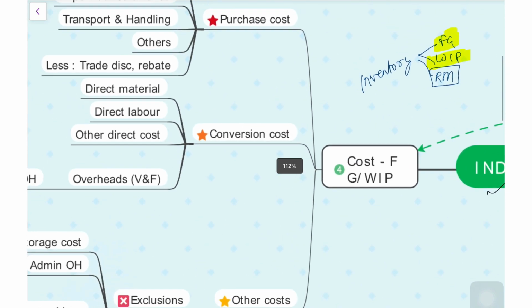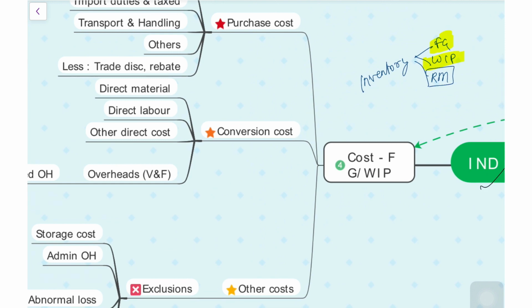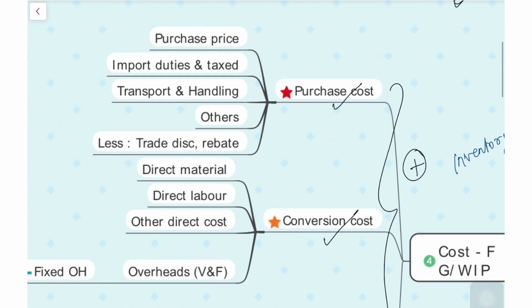So first, there are three kinds of cost which will get included to form part of the total cost. One is purchase cost, then you have conversion cost, and you have other costs. When you add all of these three costs together, you will arrive at the total value of inventory. Now let's see these three costs in detail, starting with the purchase cost.